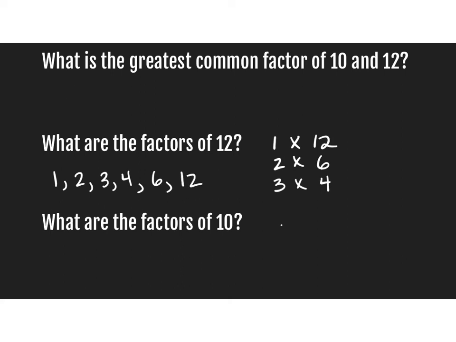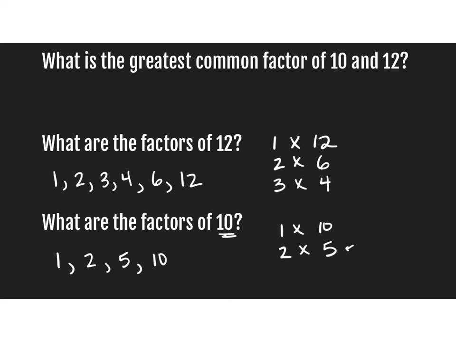And the factors of 10, again, I'm going to start with 1 and 10 always. I can multiply 2 times 5. When a number is even, I always know that 2 is going to be a factor. 3 times nothing gives me 10, 4 times nothing gives me 10, and now I'm back to 5. So my list is done. I've got 1, 2, 5, and 10.